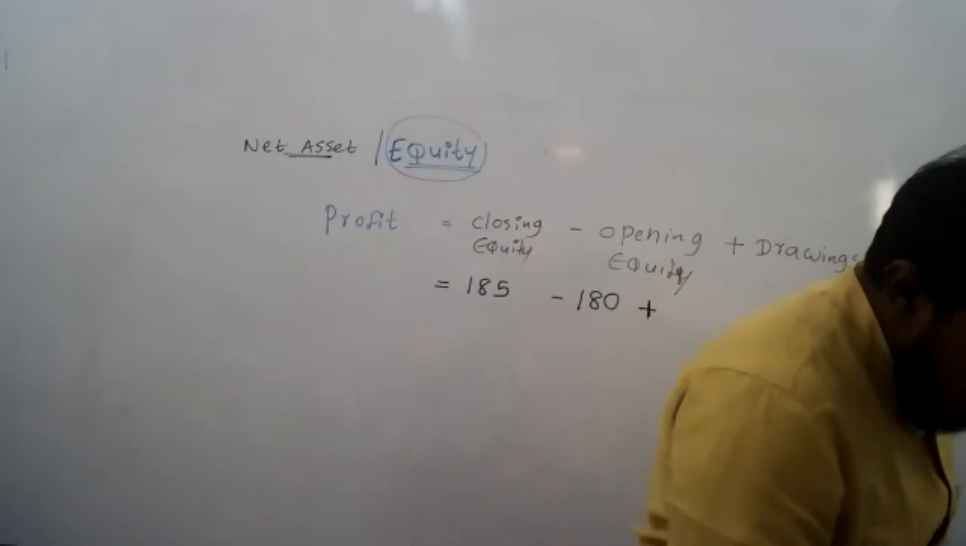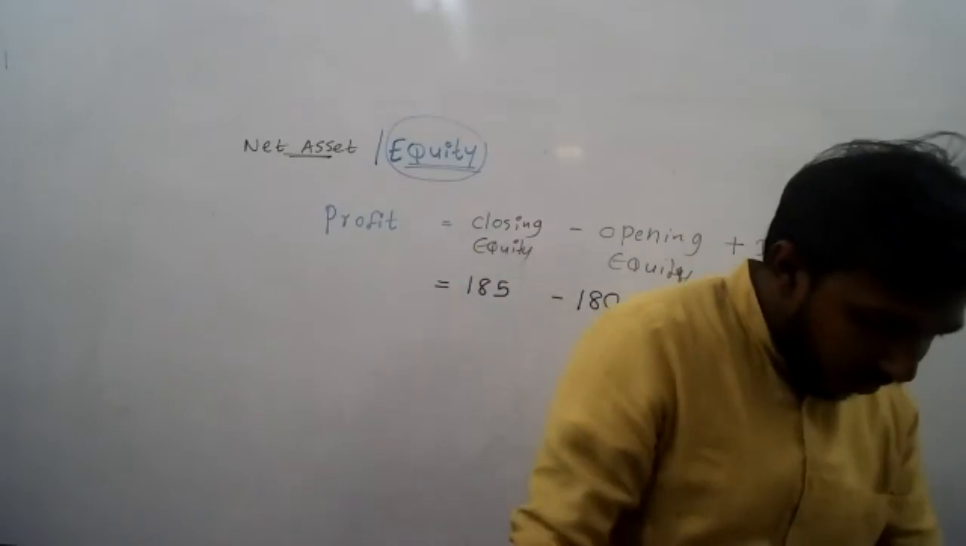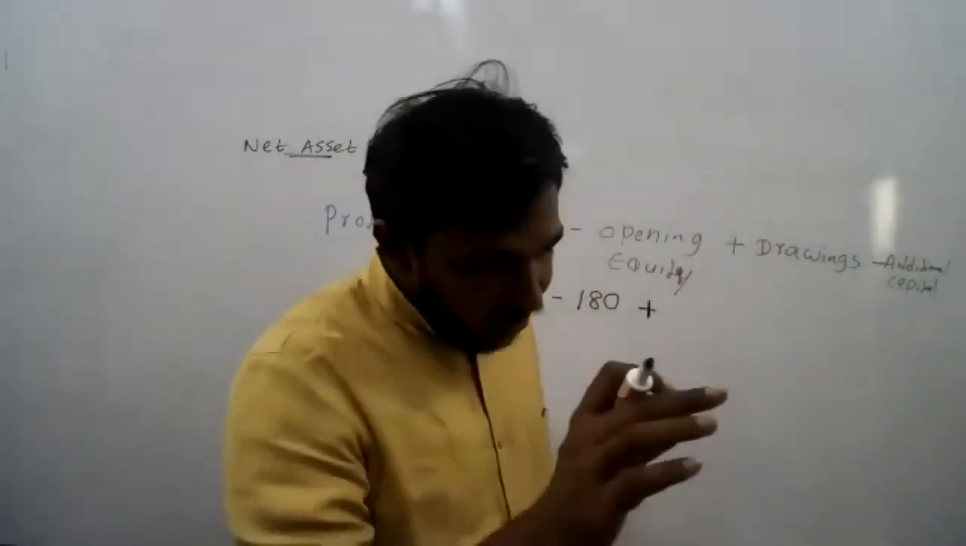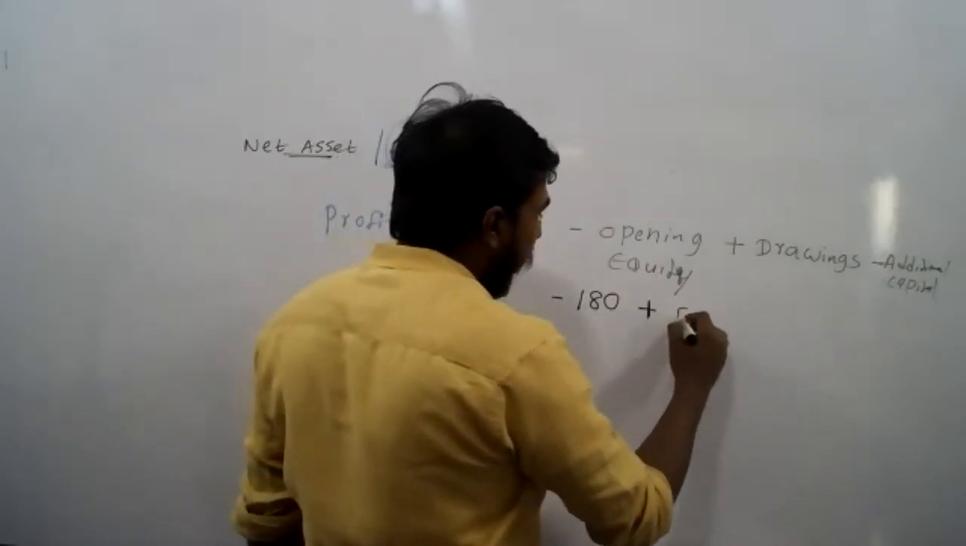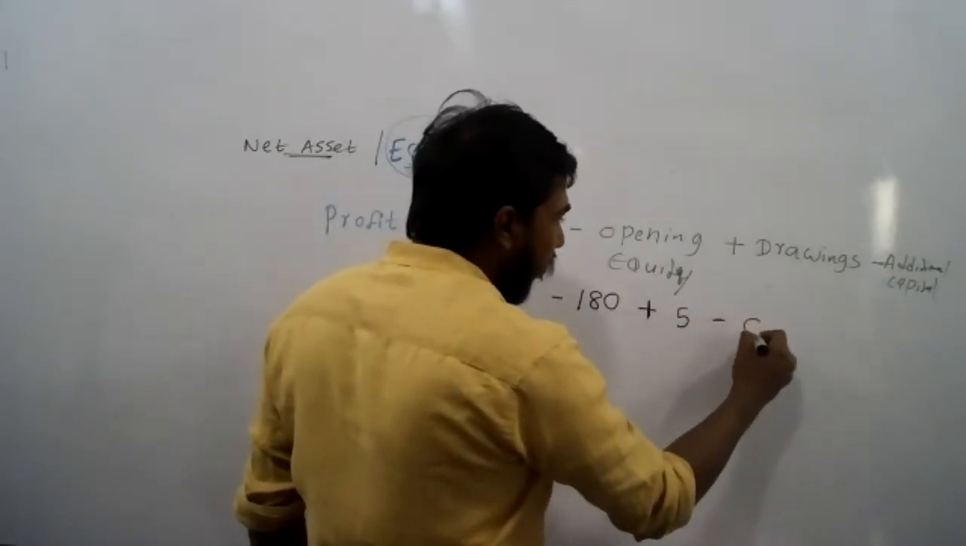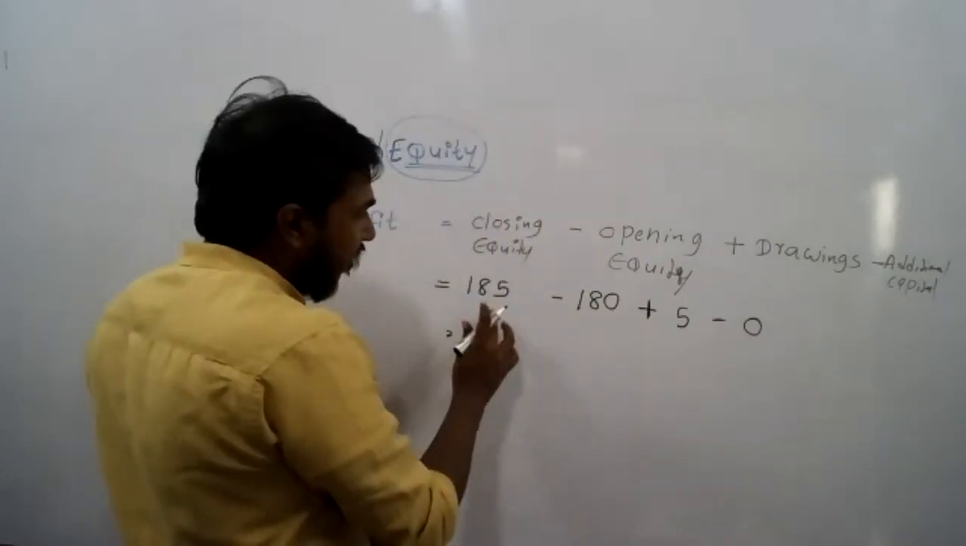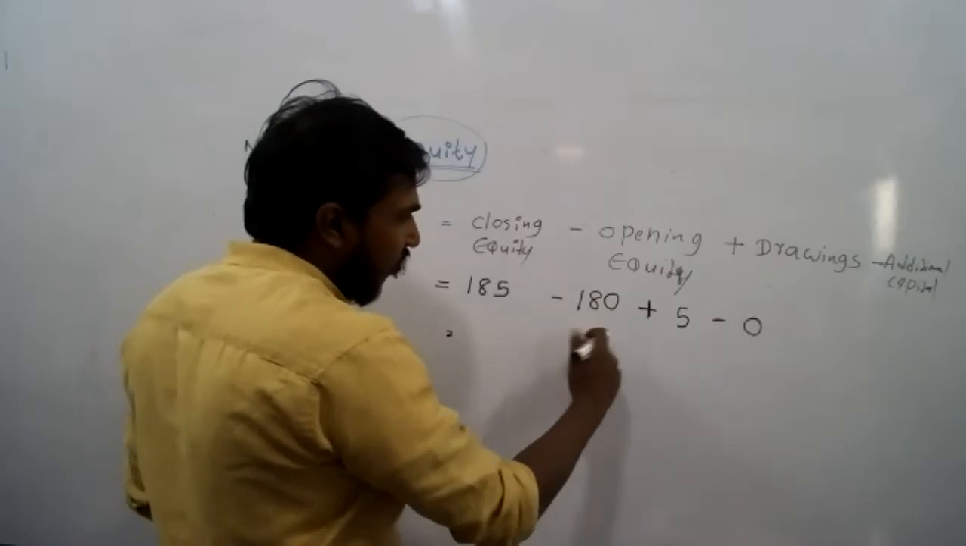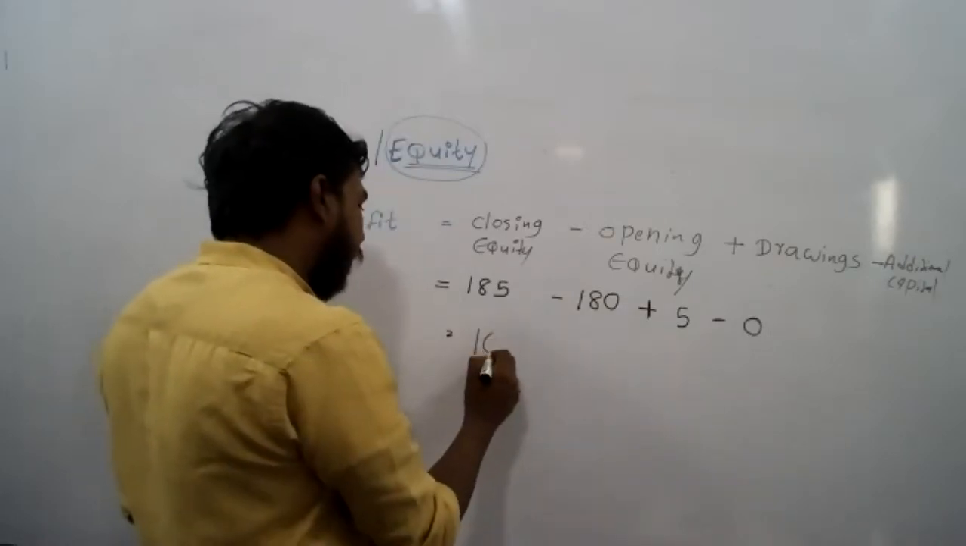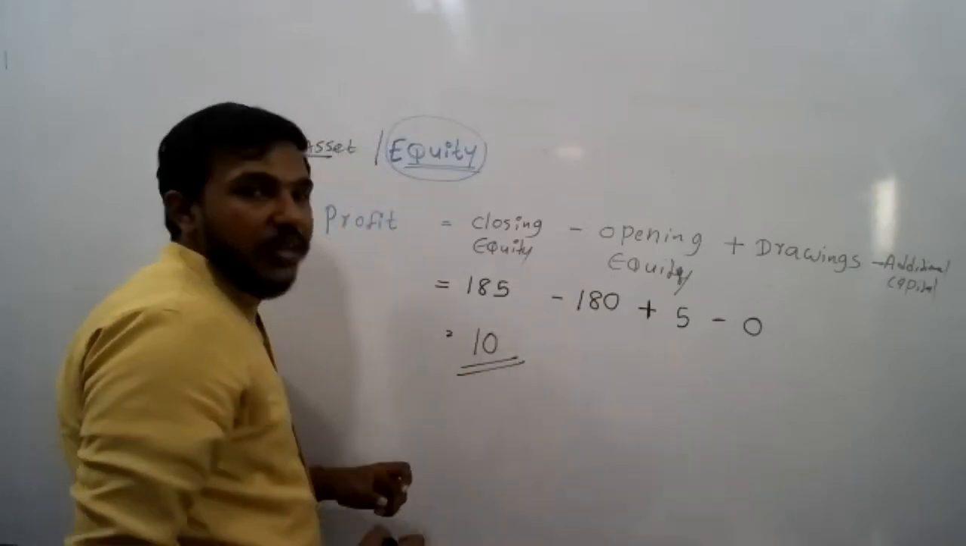There was one and only drawings transaction. Go and check Roman number 8. Drawings equals 5,000. Additional capital was 0; there was no additional capital. So the answer is 185 minus 180, which is 5, plus 5, which gives 10. That's how it comes.